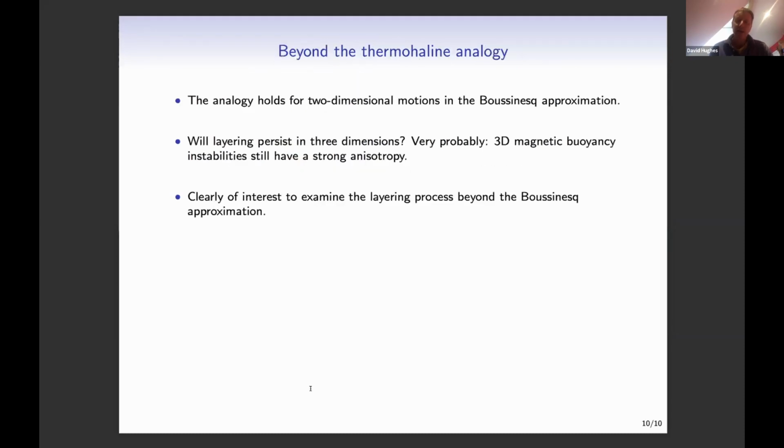Final slide, you might say, ah, yeah, it's quite constrained. You've got your 2D and you've gone for a thermohaline analogy into the buoyancy approximation, all true. 3D and 2D thermohaline convection might be different. Actually, it's not that different for the diffusive regime, and 3D and 2D magnetic instabilities are not that different, because in 3D the magnetic field imposes a strong anisotropy, and 3D magnetic buoyancy instabilities actually do look quite like 2D magnetic buoyancy instabilities. And it is clearly of interest to push beyond the analogy to see if you can get layering beyond the buoyancy approximation. Okay, I'll stop there. Thank you.